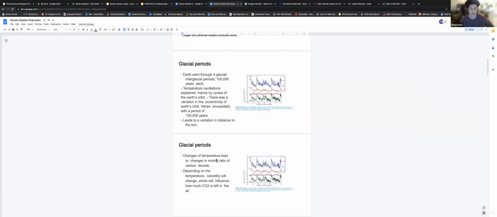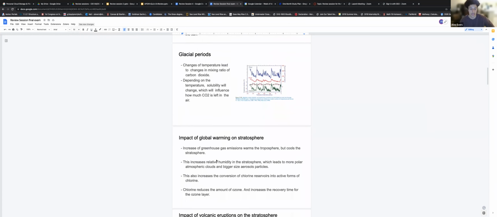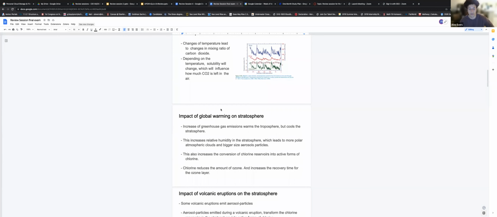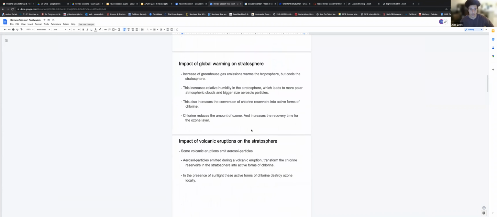So understanding that, and then going to the impact of global warming on the stratosphere. So understanding this, I believe, was in the homework as well. So how the increase in greenhouse gas emissions warms the troposphere, but actually cools the stratosphere by restricting the amount of radiative heat that can actually make it to the stratosphere. So just understanding the impact global warming has specifically on the stratosphere.